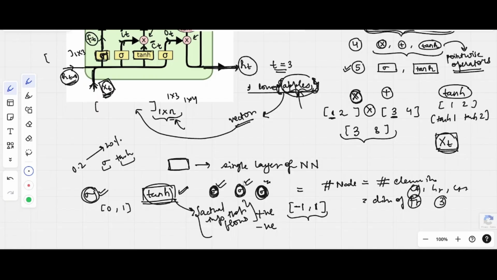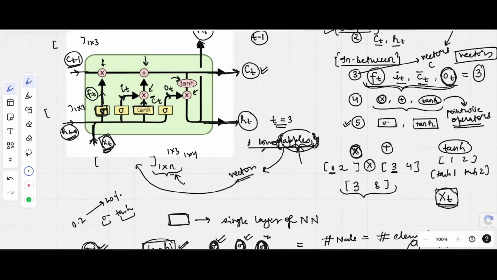When we discuss the entire architecture in detail, you will appreciate why we are using different activation functions and why not the same activation function everywhere. But remember this: sigmoid is used to represent how much information should be allowed to pass, and tanh is the actual information that flows. Once we understand the architecture in detail, this will become clearer. I hope up till now all the notations are clear.